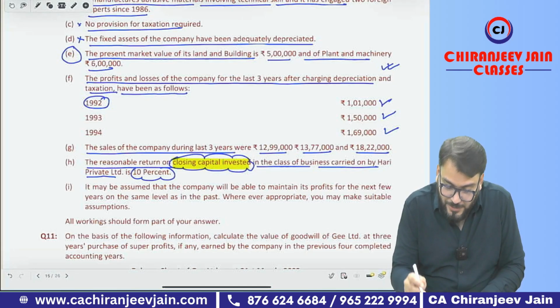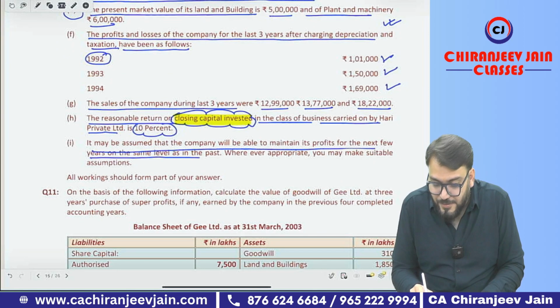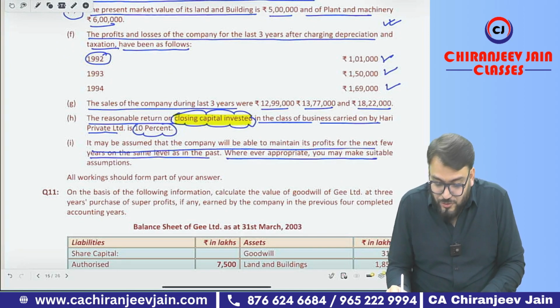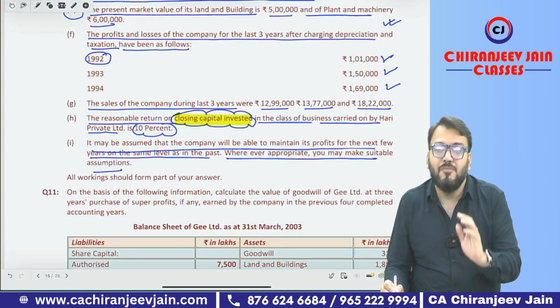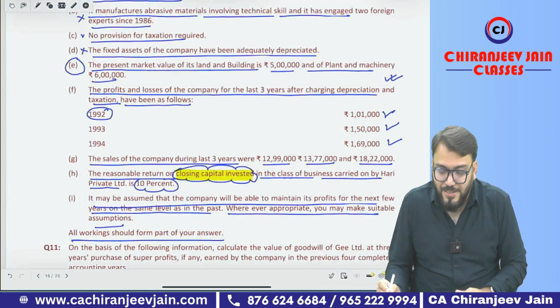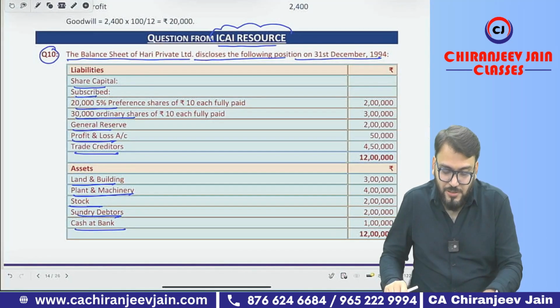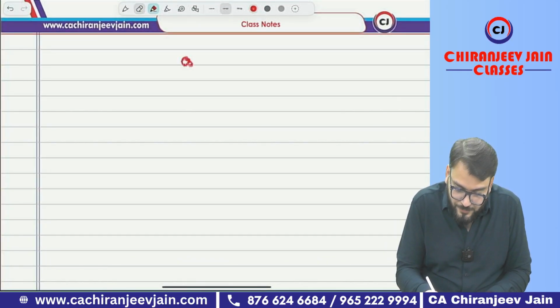Then it may be assumed that the company will be able to maintain its profit for the next few years at the same level as in the past. Wherever appropriate, you may make suitable assumptions. So we need to make suitable assumptions. This chapter is full of assumptions. Whenever you have doubt, you take assumption only. All working should form part of your answer. Okay, sir. So this is the question. Let us do it. We are doing question number 10.